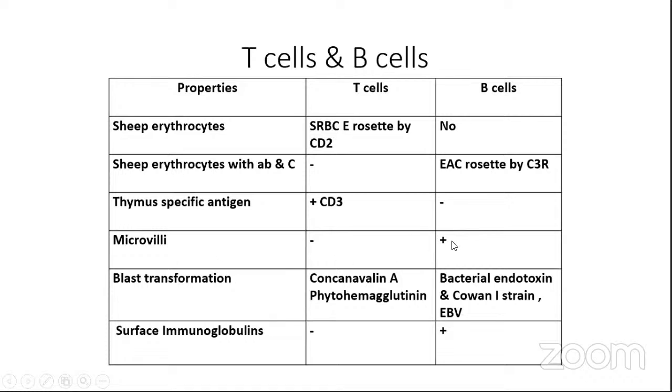And microvilli will be present in B cells, and that is the reason B cells can act as an antigen presenting cell. This microvilli will engulf the antigen, take it in, process it and present it to the effector T cells. And blast transformation, that is conversion of an immature T cell to a blast, is by means of concanavalin A and phytohemagglutinin for T cells, and bacterial endotoxin and Epstein-Barr virus for B cells. And surface immunoglobulins are classical of B cells.